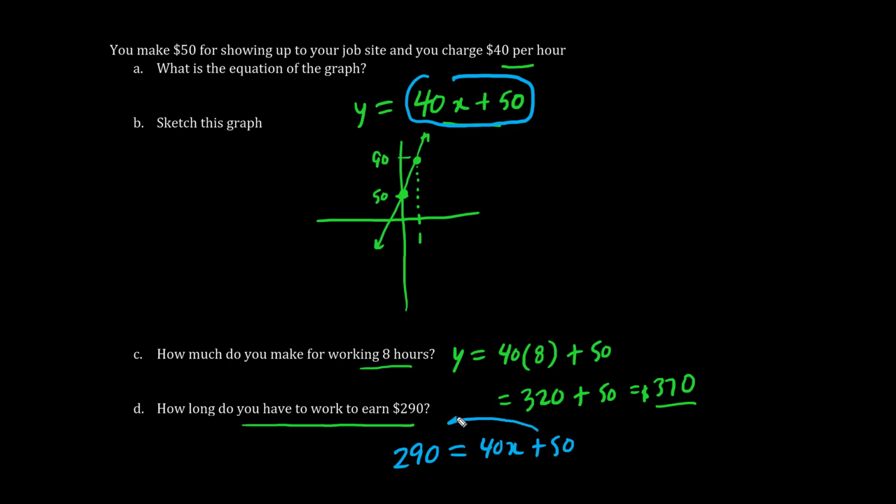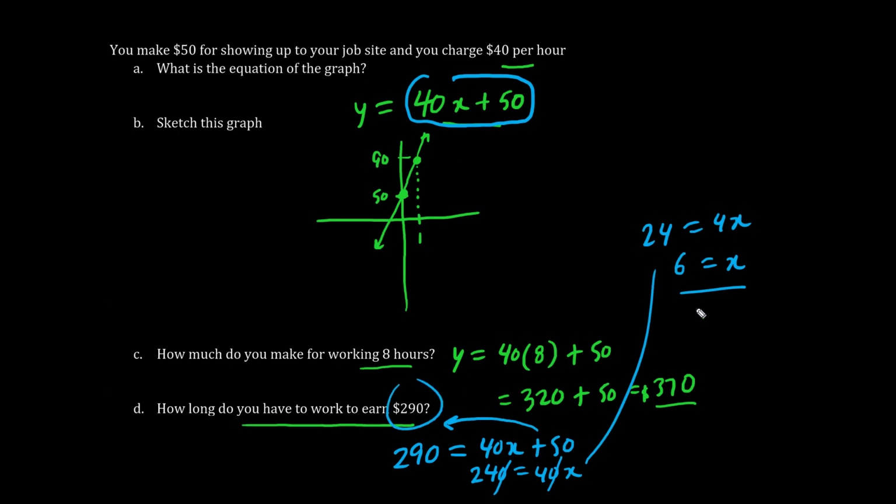Let's subtract both sides by 50. 290 minus 50 is 240 equals 40x. We can divide both sides by 10, so these zeros get knocked off. And so we have 24 equals 4x. Divide both sides by 4, we have x equals 6. So 6 hours later, we'll reach our goal of $290.